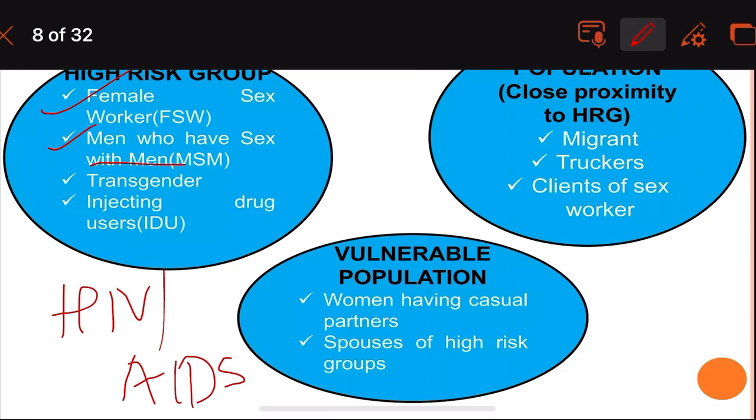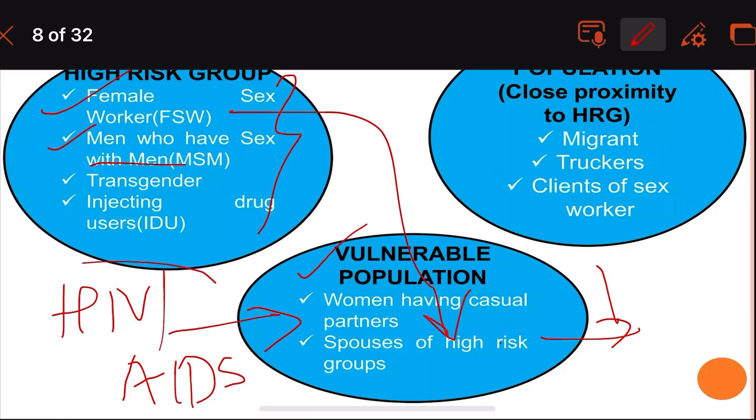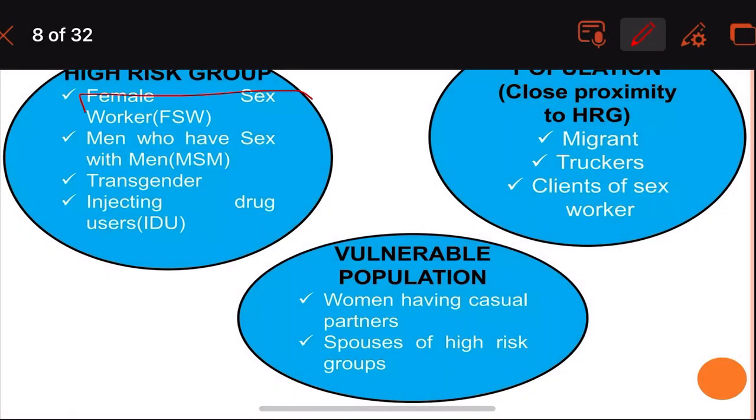And then the vulnerable population, those who are vulnerable to the infection, are women who have casual sex partners and spouses of the high-risk groups. The spouses of these high-risk groups, for example the female sex worker's spouse, are prone to HIV, and likewise the spouses of transgenders and men who have sex with men.